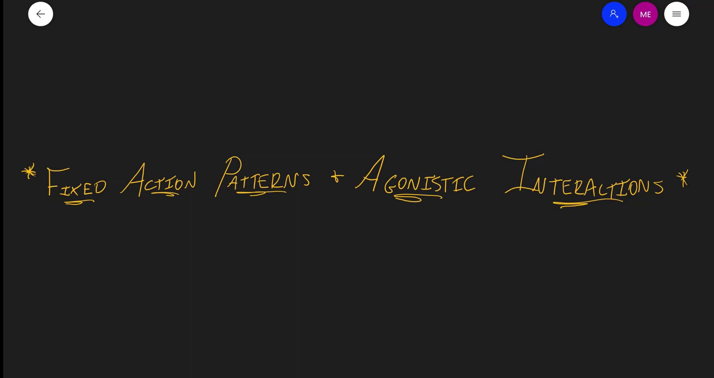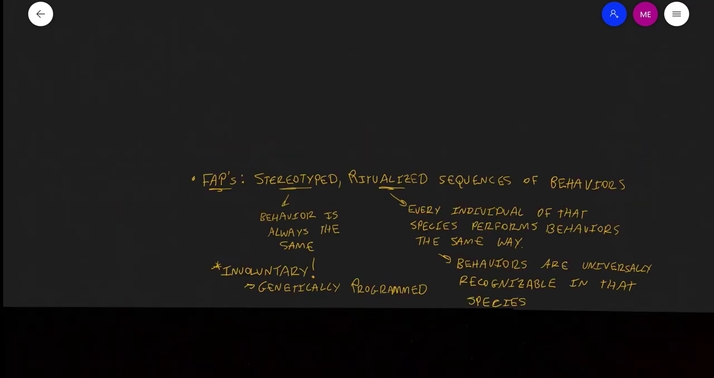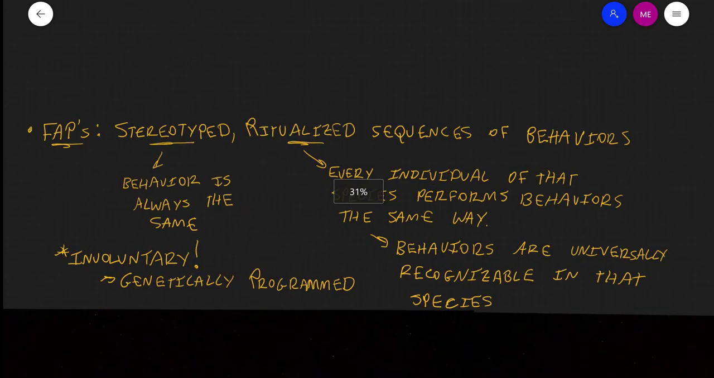This week in lab we are going to be examining fixed action patterns and how they relate to agonistic interactions between individual animals. So let's start first by defining some of these terms. All right, we're going to start with those fixed action patterns. We call them FAPs for short, as you can see right here.